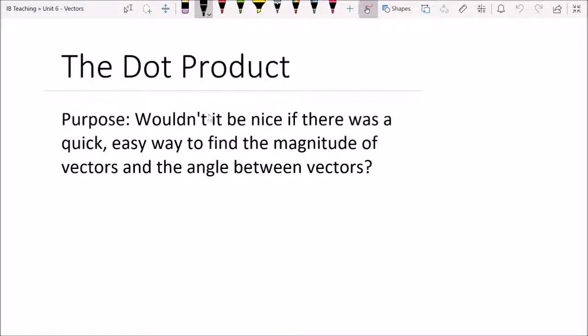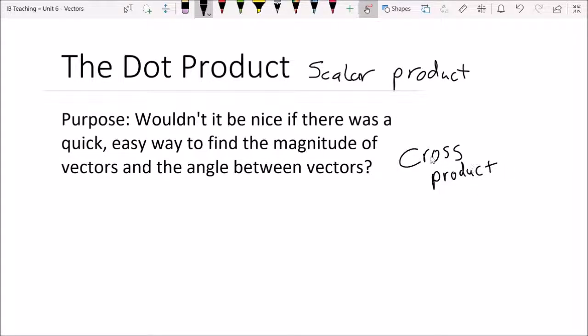I'm calling this the dot product. Some texts will call it the scalar product, and that is the exact same thing. Those are synonymous. The dot product is a type of multiplication with vectors. There is another type called a cross product, which we actually don't teach in IB at this time.